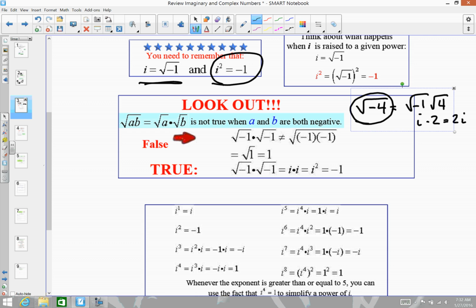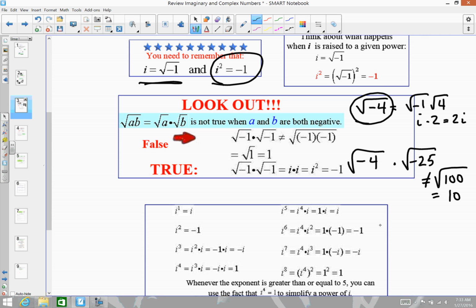Supposing I'm taking negative 4 under a radical and I'm multiplying that by radical negative 25. Do not multiply these first and keep them under a radical. In other words, don't make this into negative 4 times negative 25 is a positive 100, and then say that that is 10. That actually is not the case.